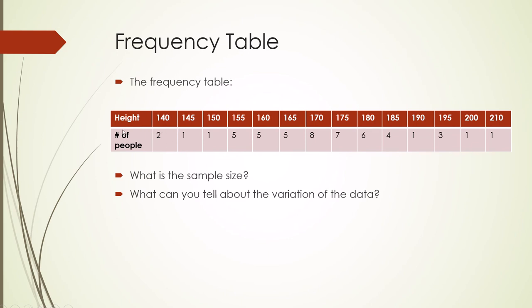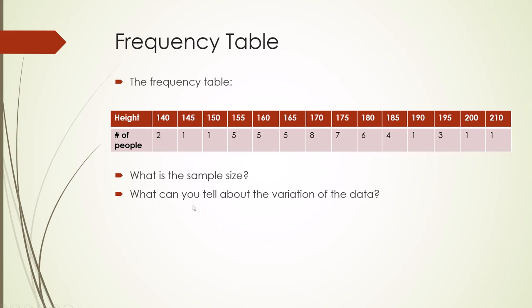See, when I look at this table, I can interpret the data more easily. For instance, there are 5 people whose height is 160 centimeters, or there are 4 people with height 185. By looking at this table, I can answer this question: what is the sample size? If I add all these frequencies, I will find 50, which is the sample size.